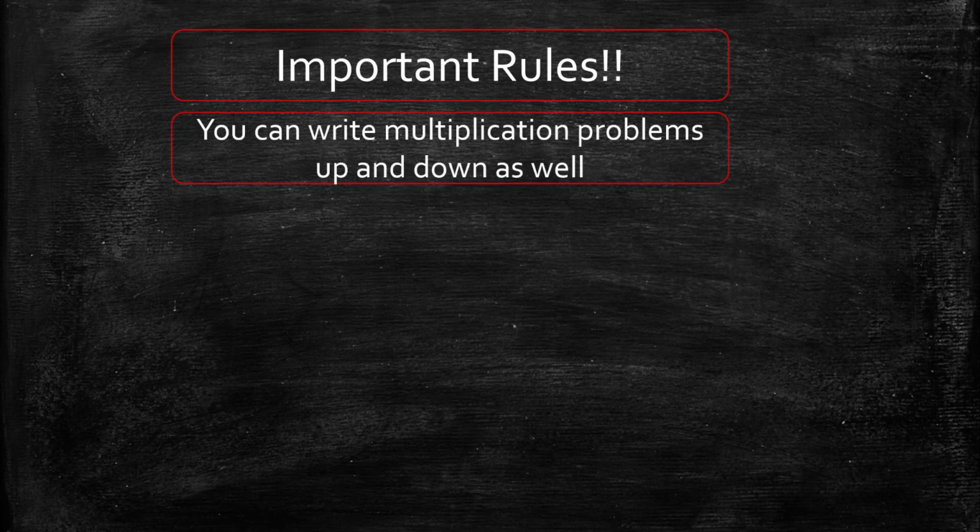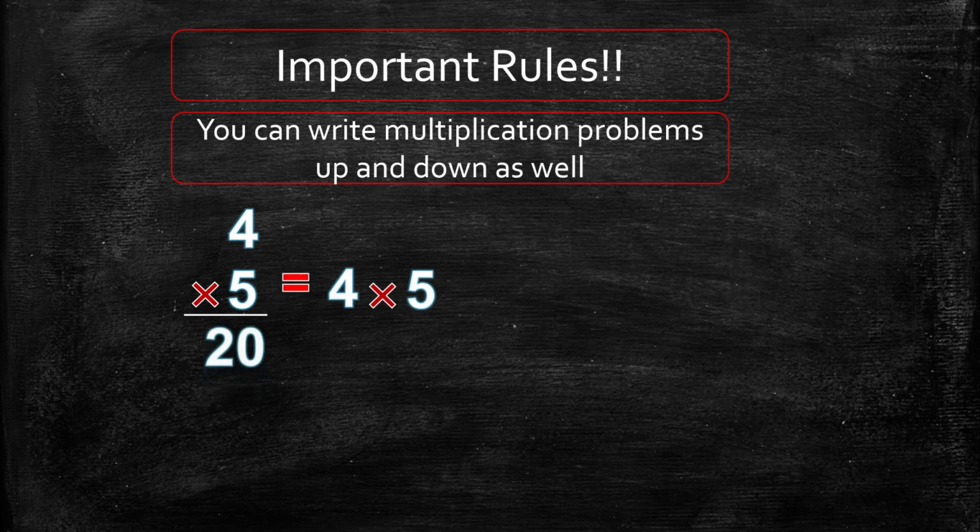Now, you can write multiplication problems up and down as well. So here we have 4 times 5. But we also have 4 times 5 here. The answer is 20 for both ways. It's just a different way of writing the multiplication problem.